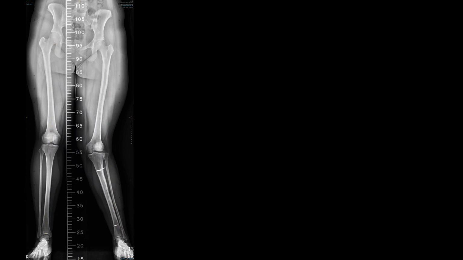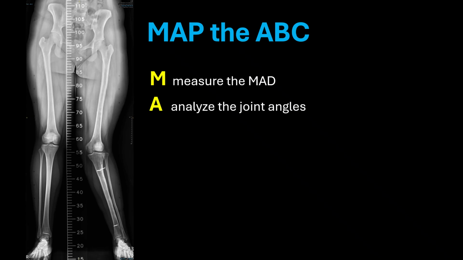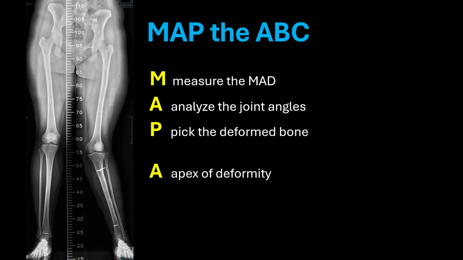The core principle of limb deformity correction can be summarized by the mnemonic MAP the ABCs. M: Measure the MAD. A: Analyze the joint angles. P: Pick the deformed bone. And then we determine the apex of deformity. Choose the bone cut level. Finally, do the correction. So we measure the mechanical axis deviation.